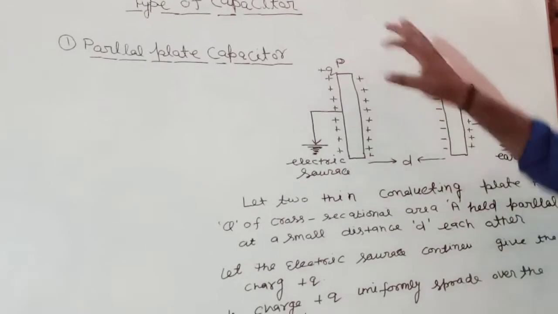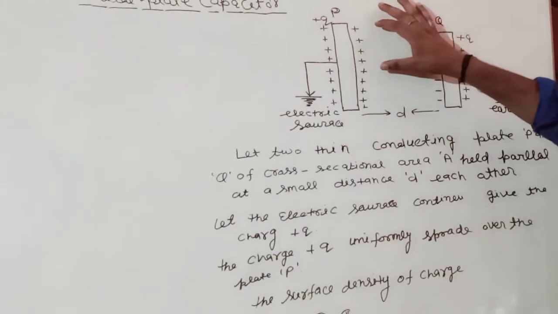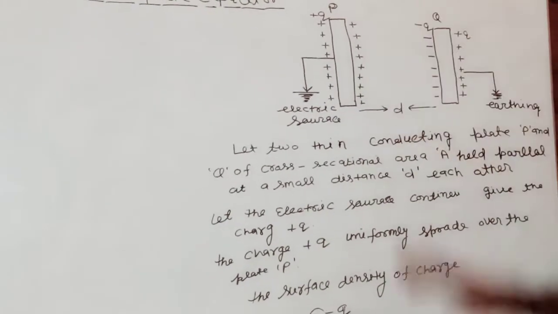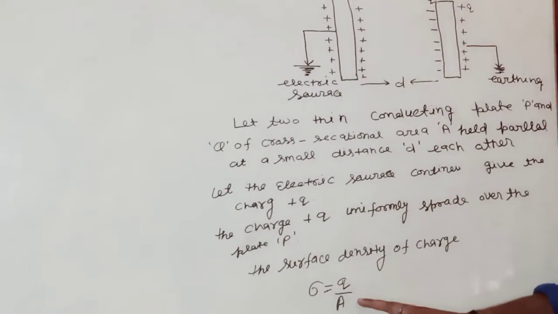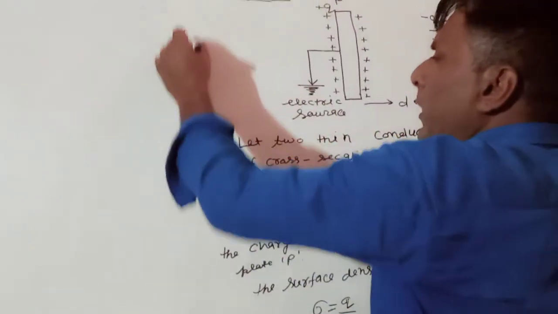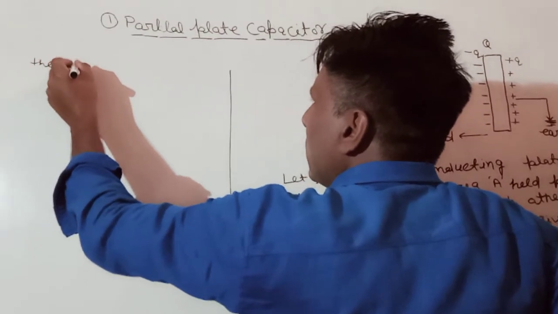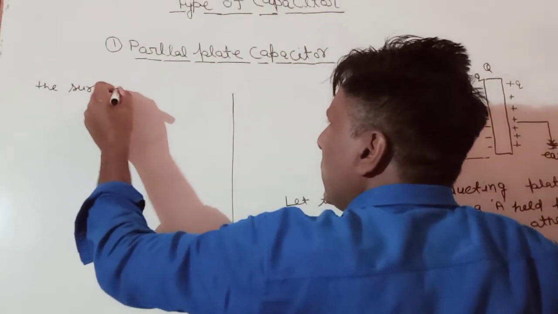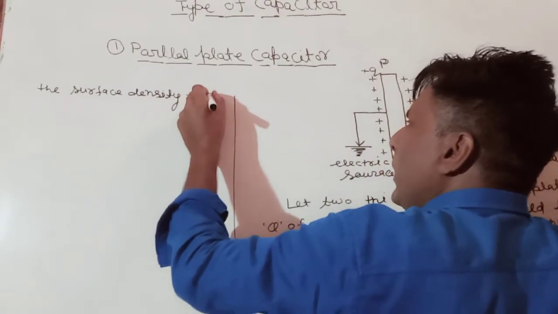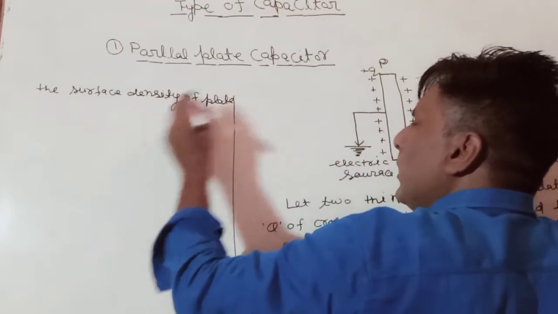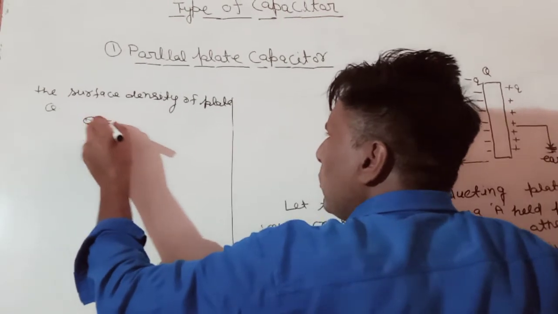If the plus Q charge is uniformly spread throughout the surface of plate P, then the surface density of charge, small sigma, is equal to Q by A, and the surface density of plate Q, small sigma, is equal to minus Q by A.